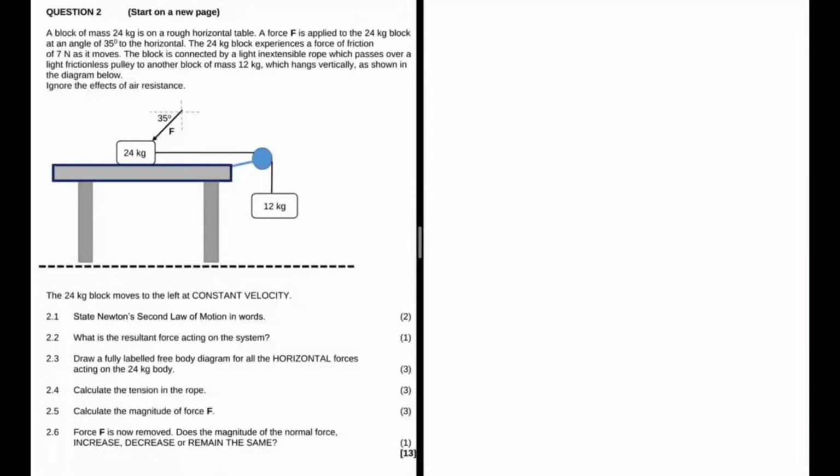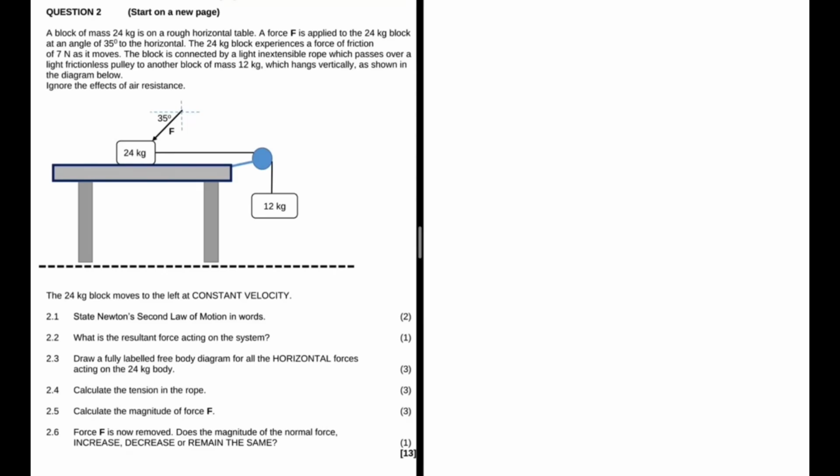A block of mass 24 kg is on a rough horizontal table. As soon as I read rough horizontal table, I know that there's some frictional force acting on the block, right? And then it goes on to say a force F is applied to the 24 kg block at an angle of 35 degrees to the horizontal. The 24 kg block experiences a force of friction of 7 Newton as it moves. We are even given the frictional force, right?